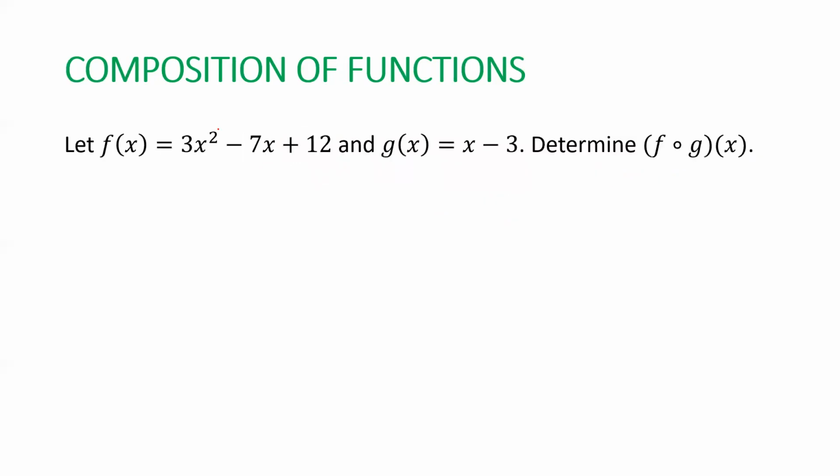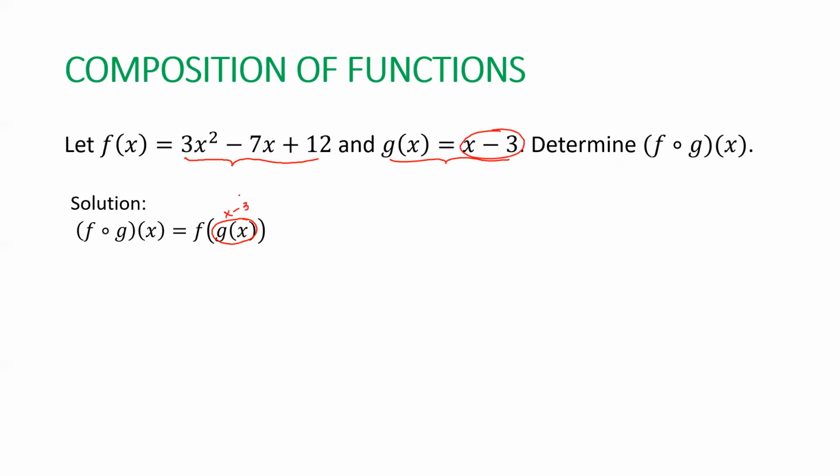So let's try to apply this composition of functions. Let's consider f of x to be 3x squared minus 7x plus 12, and g of x is equal to x minus 3. So let's determine f circle g of x. By definition, f circle g of x is f of g of x. Which means that this thing will be replaced by x minus 3. And then we will evaluate f using this x minus 3. So that means every occurrence of x in the function f will be replaced by x minus 3.